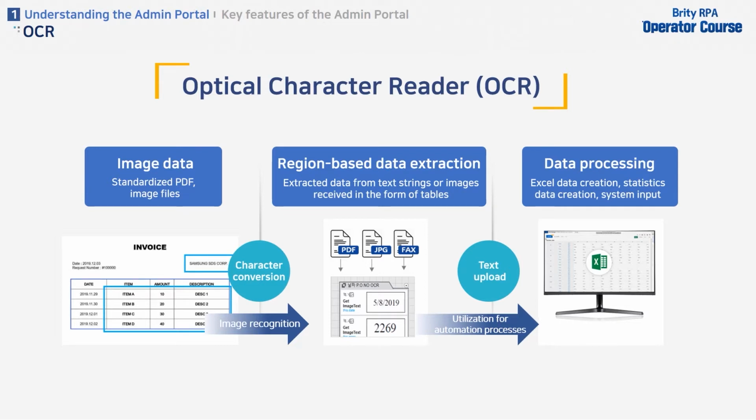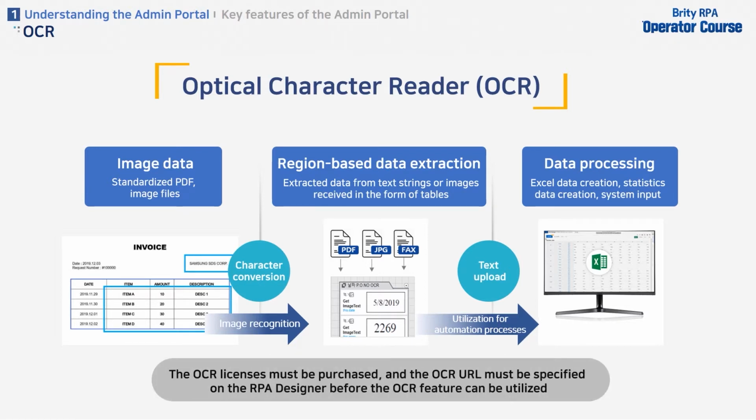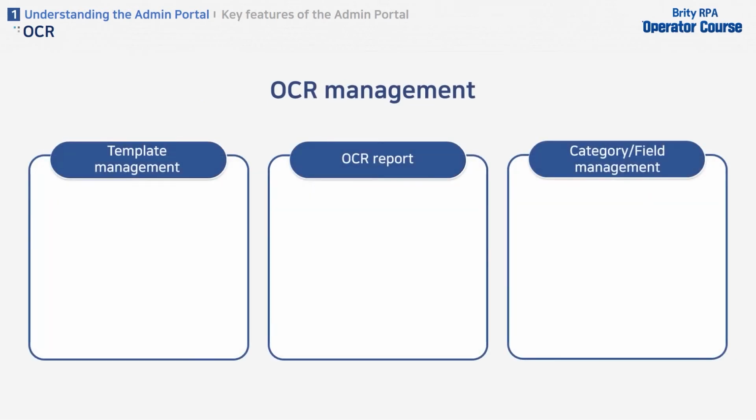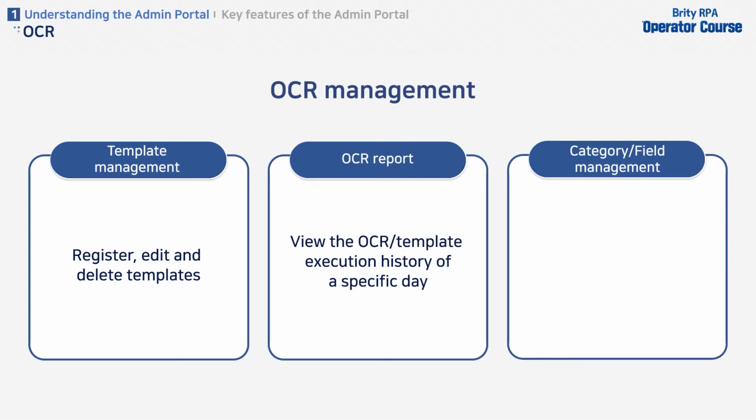Then, the extracted data is utilized for RPA automation processes, such as creating Excel files or statistics data, or for system inputs. For your reference, the OCR licenses must be purchased, and the OCR URL must be specified in the RPA Designer for integration before the OCR feature can be utilized. OCR features may be classified roughly into three categories, which are template management for registering, editing, and deleting templates, OCR reporting utilizing the OCR templates for viewing the result of executions, and management of categories and fields for adding, editing, and deleting categories and fields used in the templates. Let's take a look at each of these features on the screen.